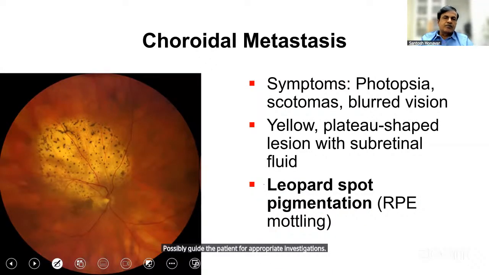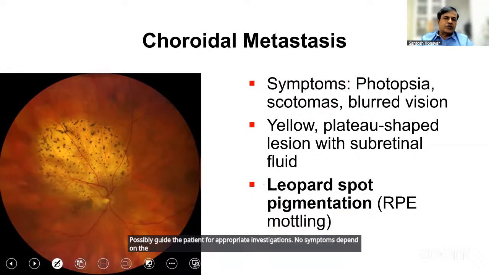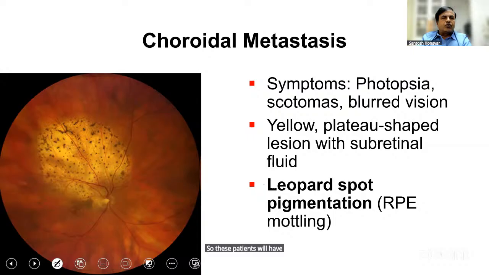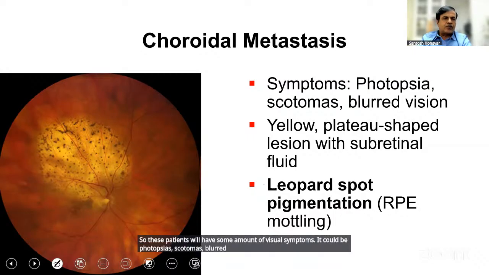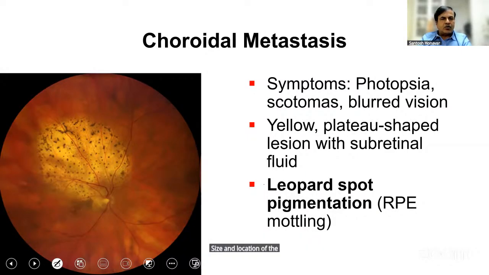Now, symptoms depend on the location of the metastasis. Most of the metastases happen in the posterior pole. So these patients will have some amount of visual symptoms. It could be photopsia, scotomas, blurred vision, metamorphopsia, micropsia, macropsia, depending on the size and location of the tumor and the amount of subretinal fluid and the location of subretinal fluid.